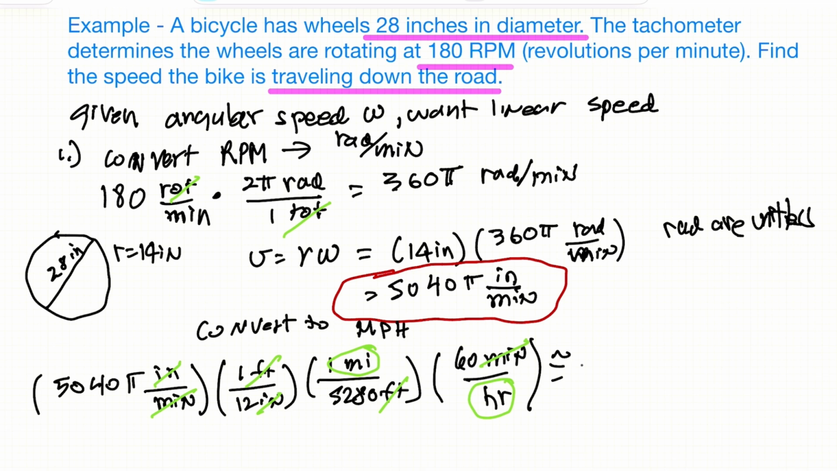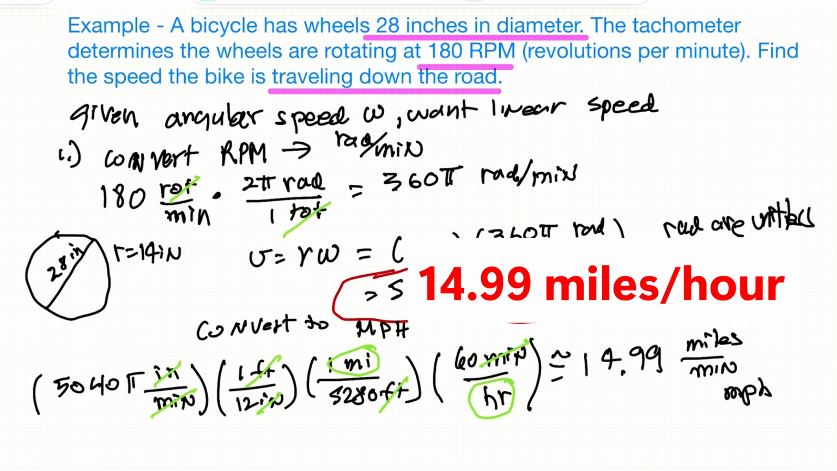Now if we put that in the calculator, we're approximately going to get 14.99 miles per hour. And that's what our speedometer would tell us. That's going to be the speed we would read on our speedometer. So that's something we want to know.